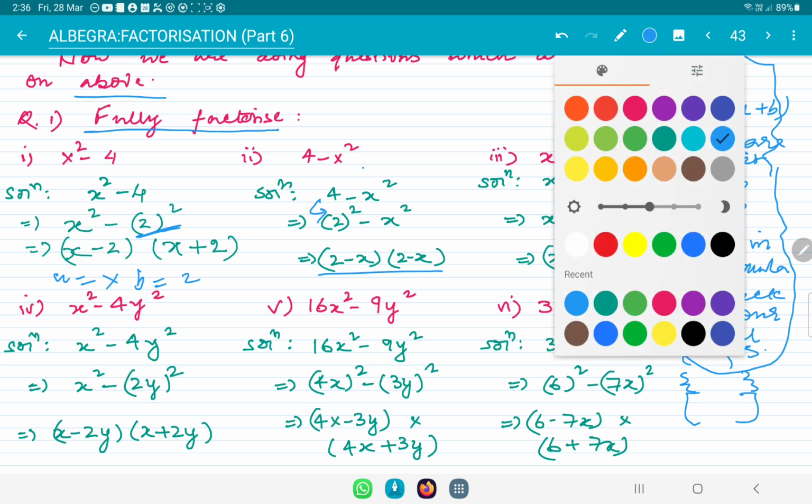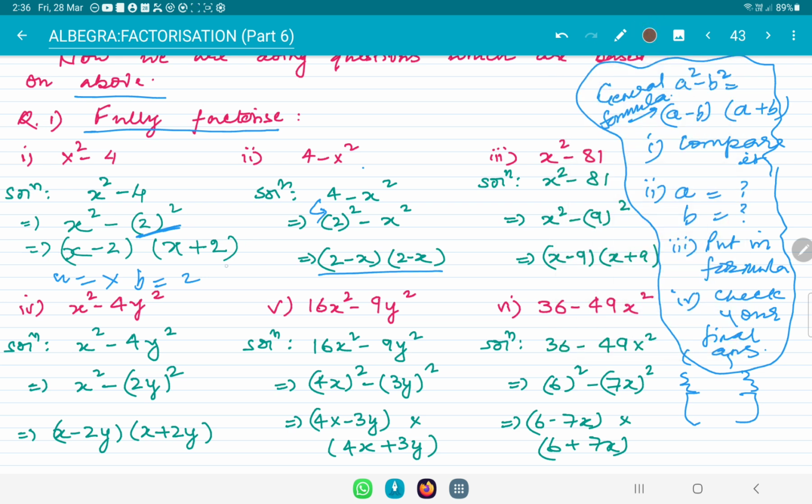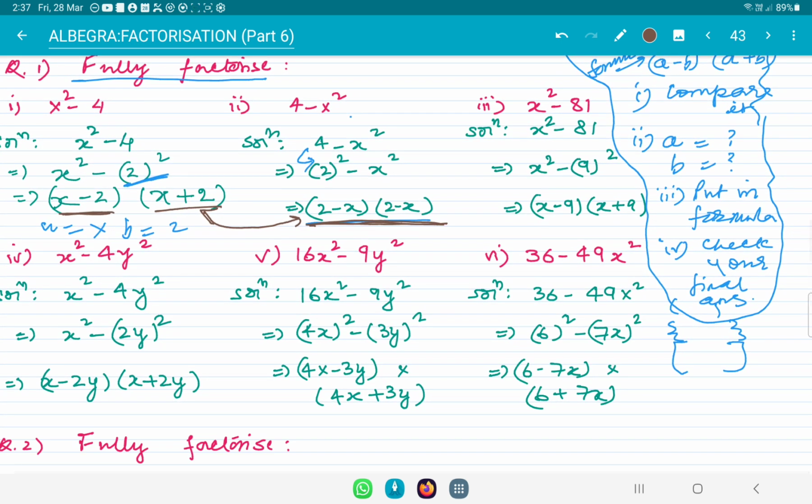Just see another thing. If I say the answer of question number 1 and the answer of question number 2, they are entirely different. Why are they different? Because here we are writing x minus 2 and x plus 2, and here it is 2 minus x and 2 plus x. Because our a and b are different. So just check what the values of a and b are, and according to that you have to put your values of a and b in your generalized formula.